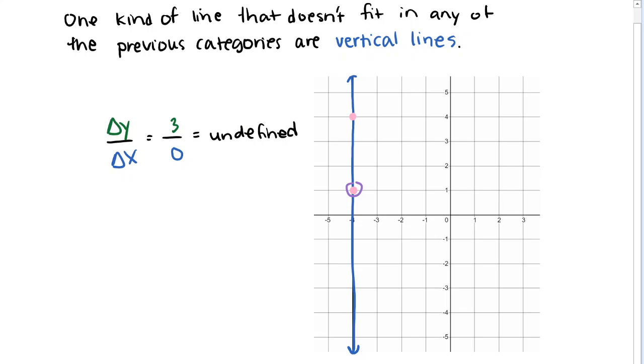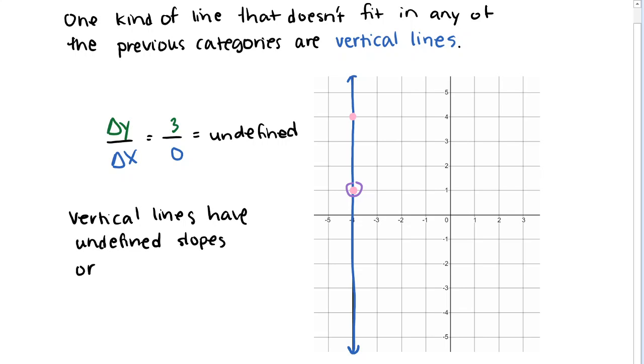And so vertical lines, lines that are not moving up from left to right, they're not moving down from left to right, they don't have a slope of 0. Vertical lines, they have no slope, or you might say undefined slope. So vertical lines have undefined slopes, or sometimes you might see it as no slopes.